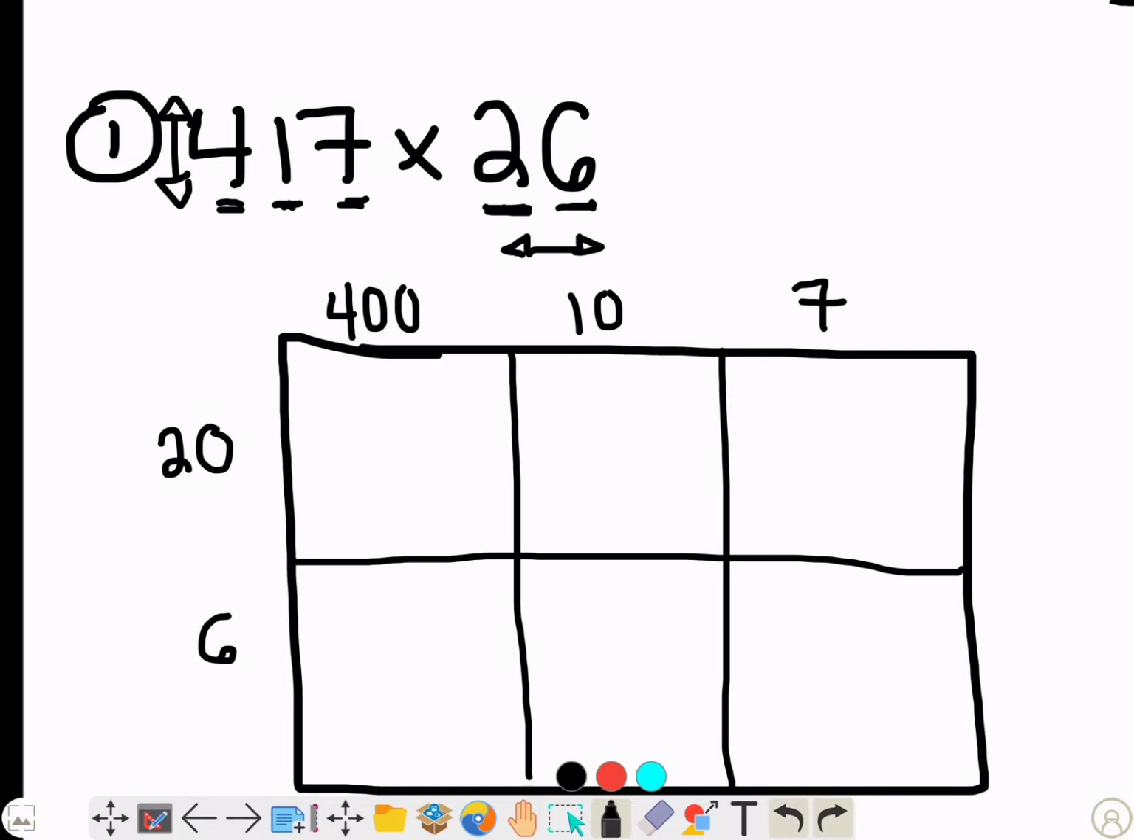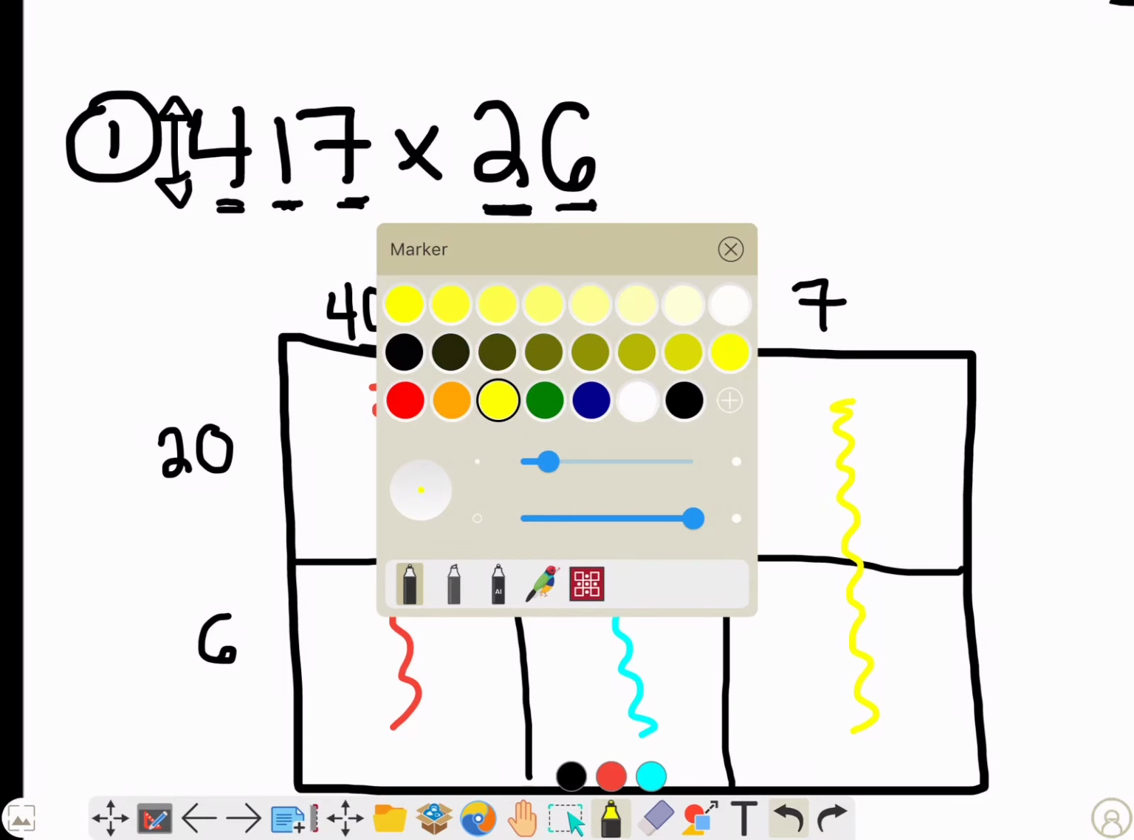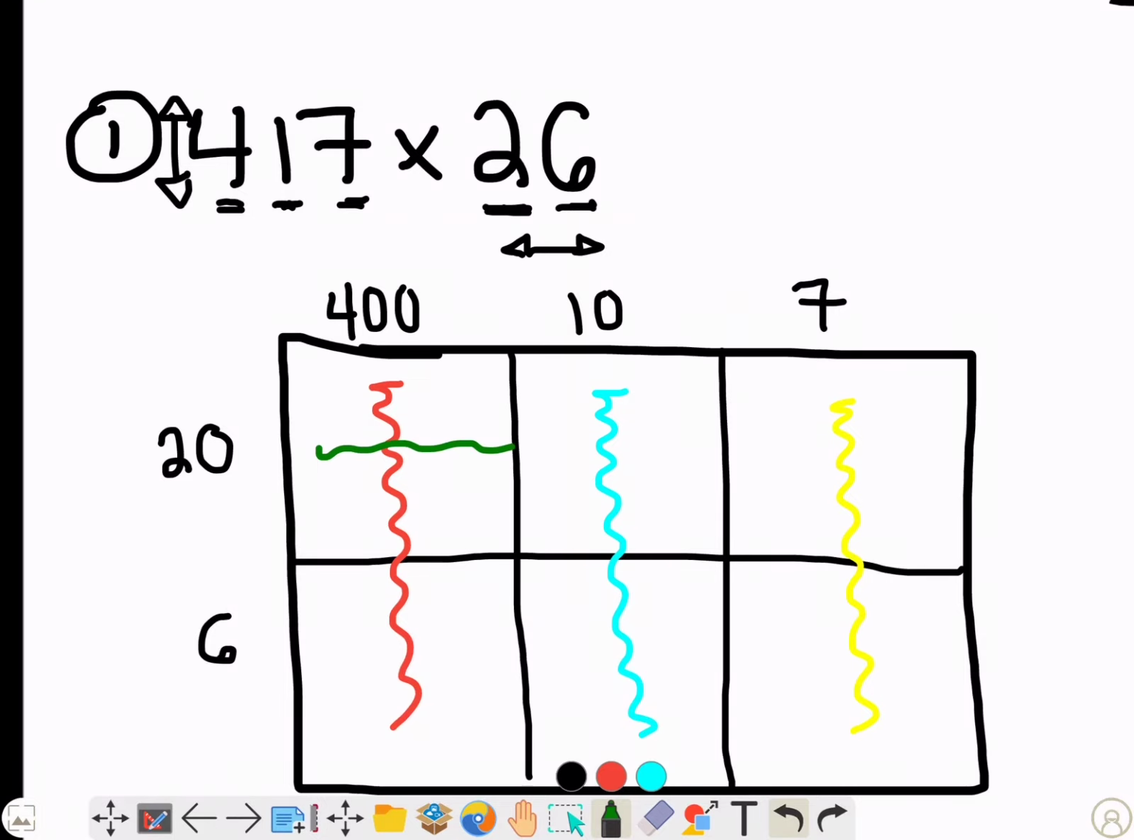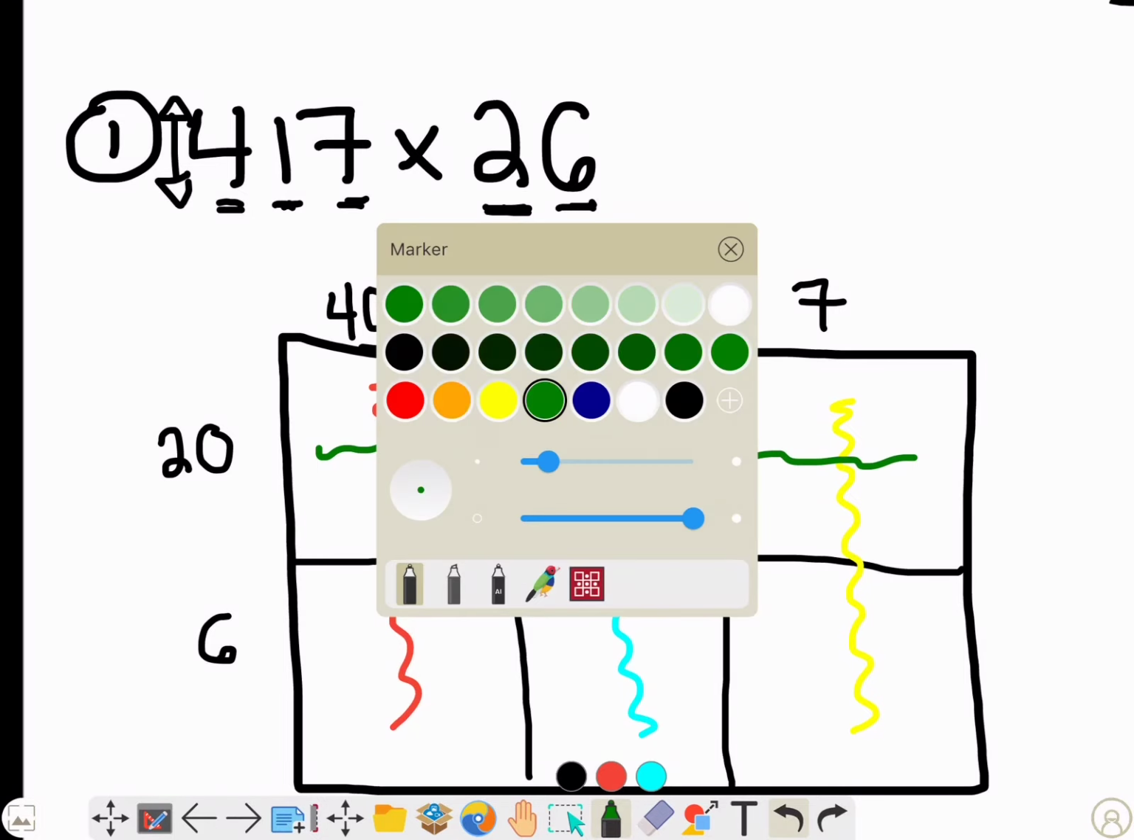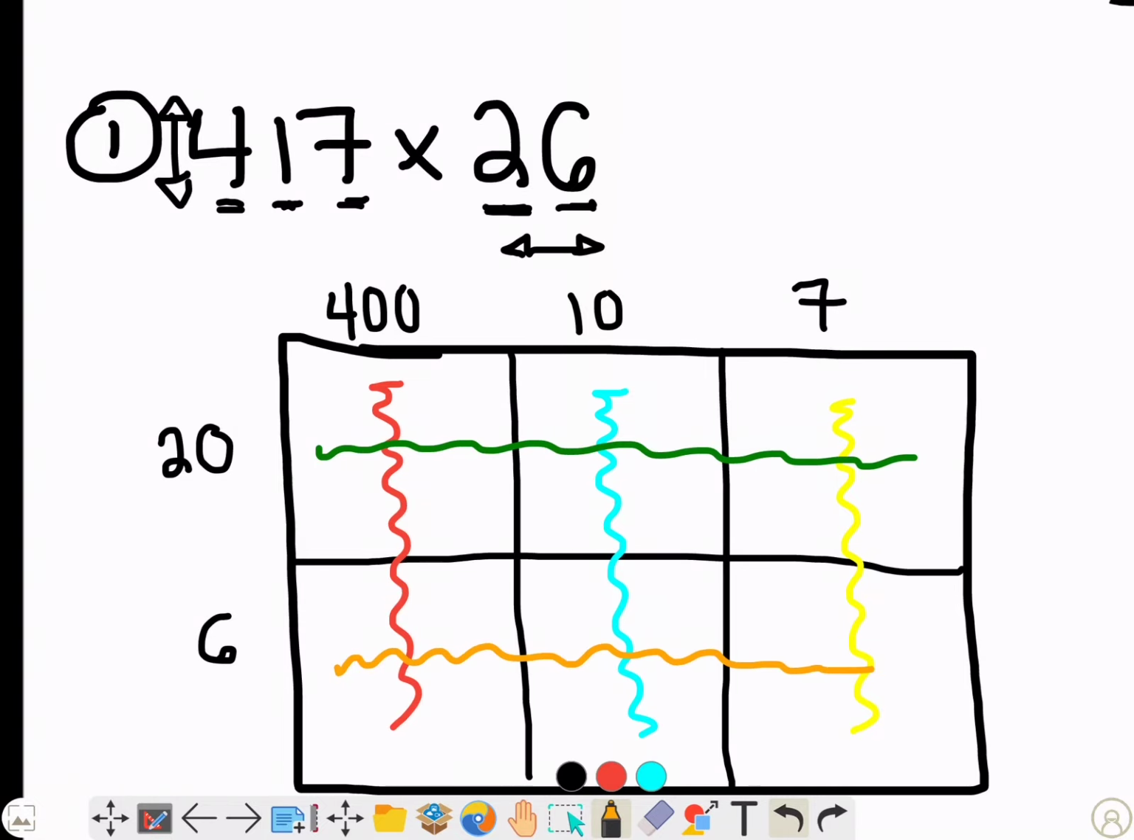And if you struggle knowing what to multiply in each box, a little trick you can use is to draw different colors. I use red for this one, blue, and yellow for this one. So I have my red 400s, my blue 10s, and my yellow 7s. And then I'll go with different colors the other way. Say green and then orange. And whatever colors intersect are going to be the numbers you're multiplying.